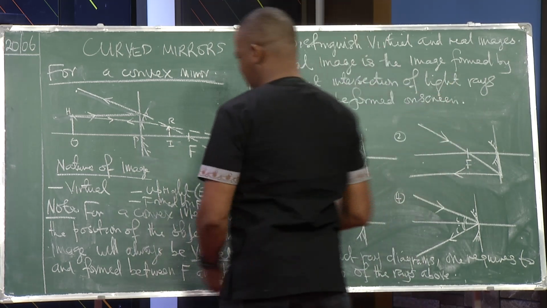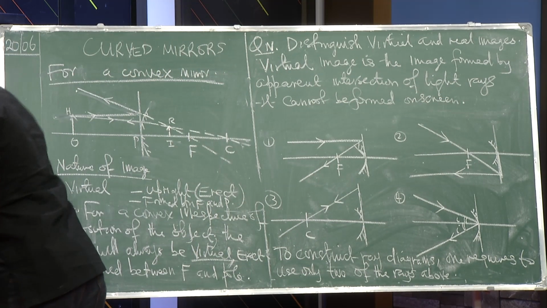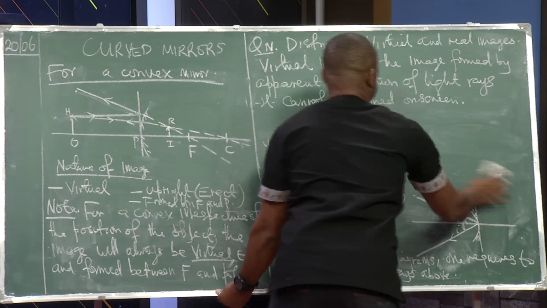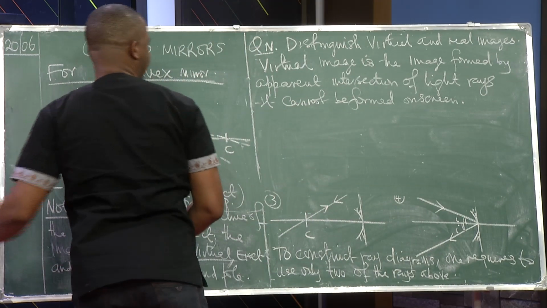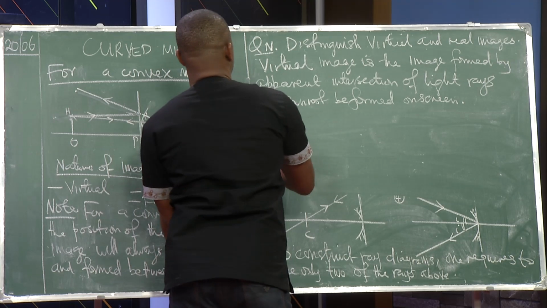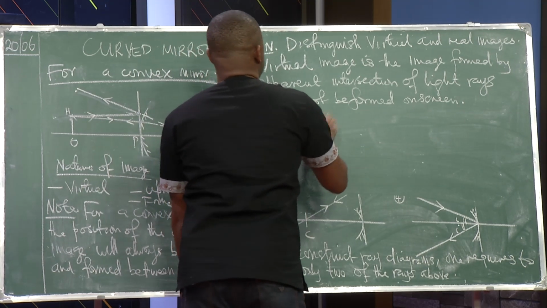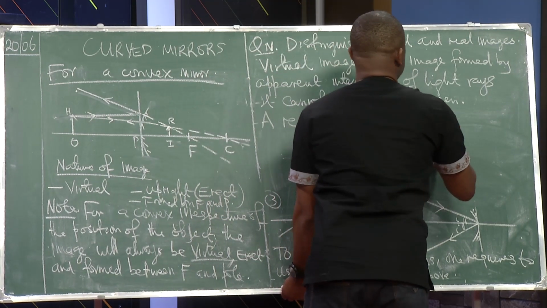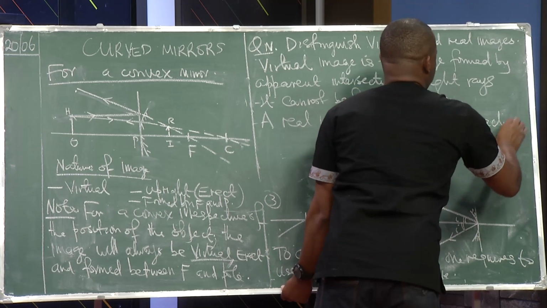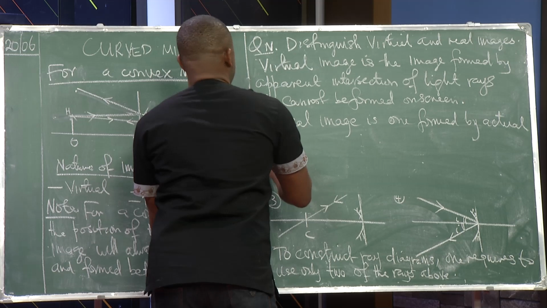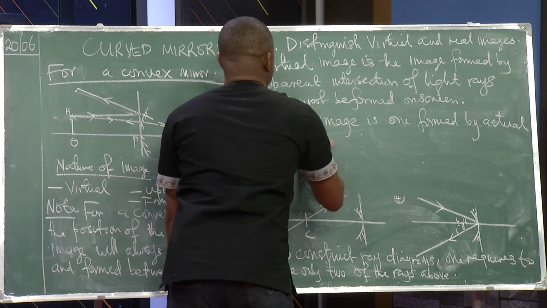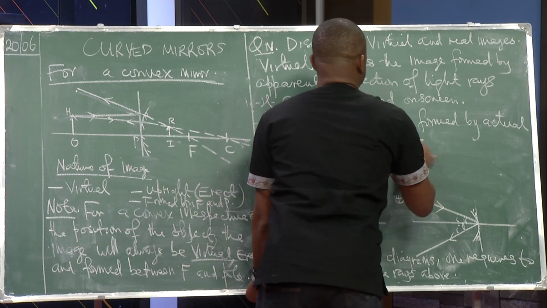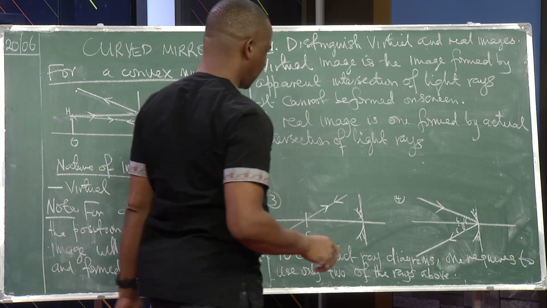If you are asked to further distinguish, a real image, on the other hand, is one formed by actual intersection of light rays. Actual is the opposite of apparent. Actual intersection of light rays.